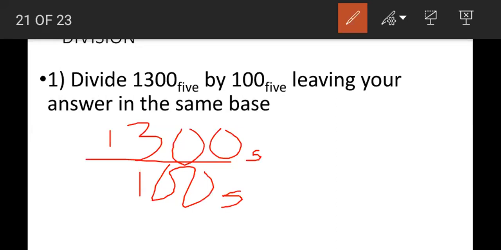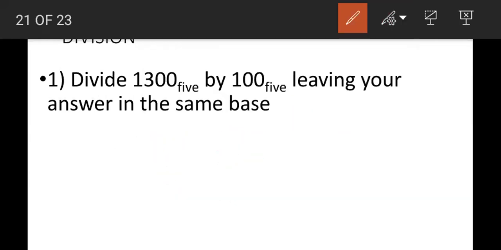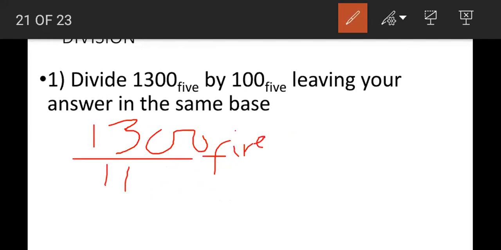So, you cannot say 0 here, 1, 0 here, 0, I'll be 1. 0 divided by this one, 0. So your answer is 13. No, it's not possible. So what we will now do is that you have 1300 base 5 divided by 100 base 5.